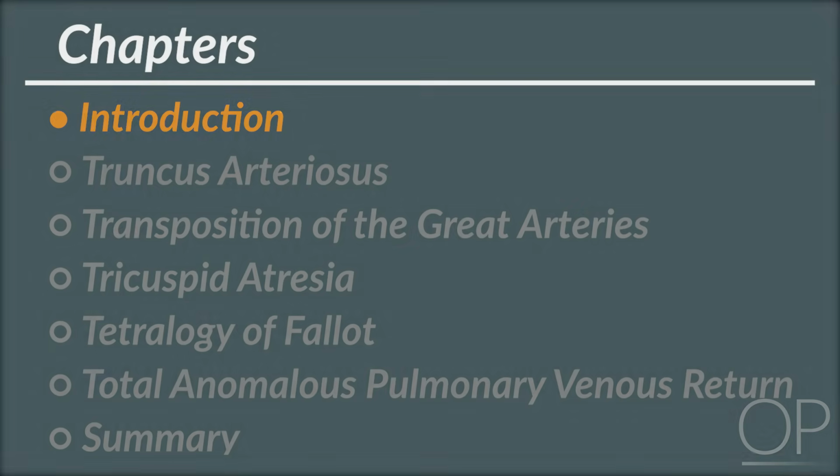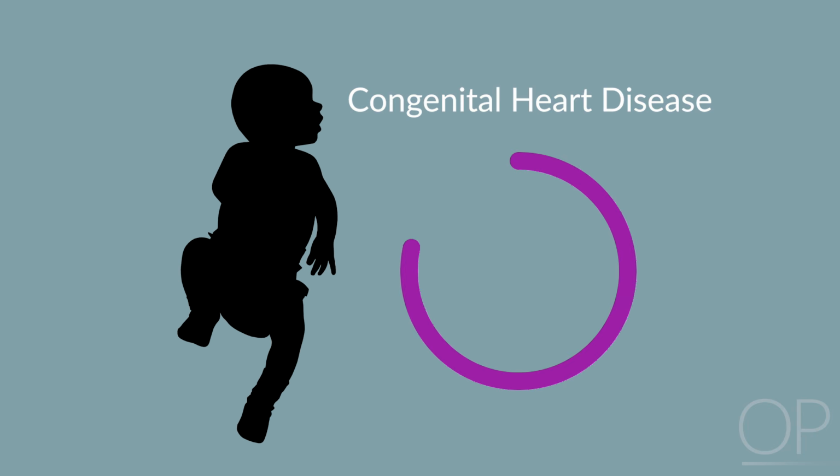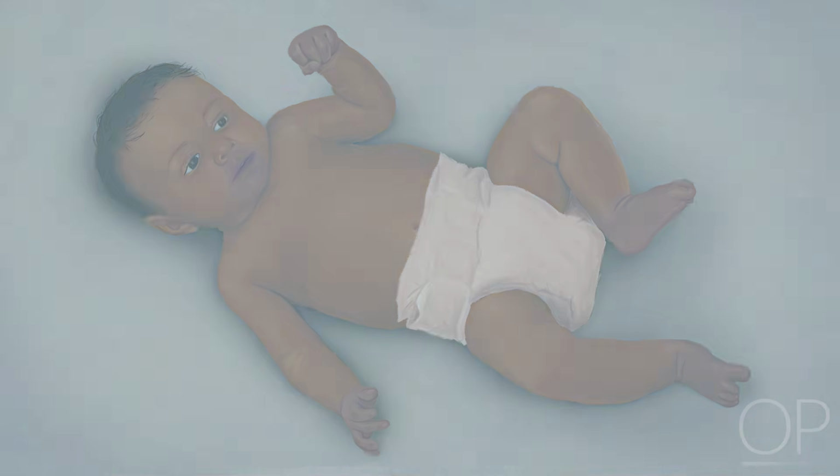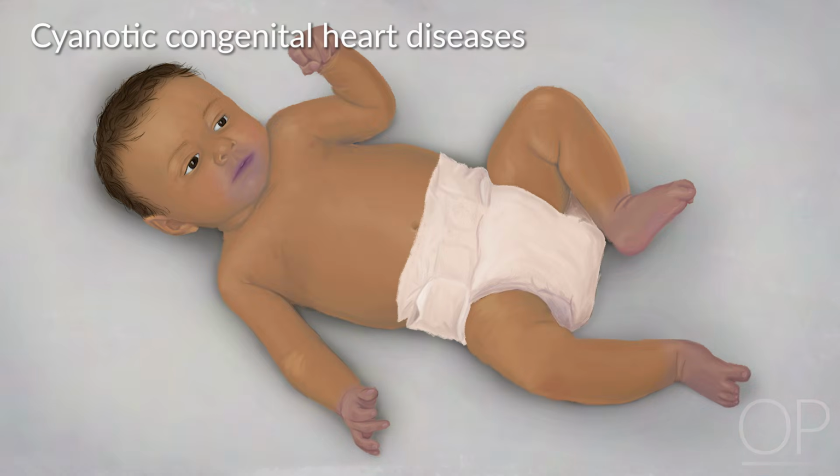Introduction. The most common congenital disorder in newborns is congenital heart disease, affecting approximately 1% of live births. In this video, we will focus on cyanotic congenital heart diseases, which are lesions that allow circulation of deoxygenated blood in the systemic arterial circulation.